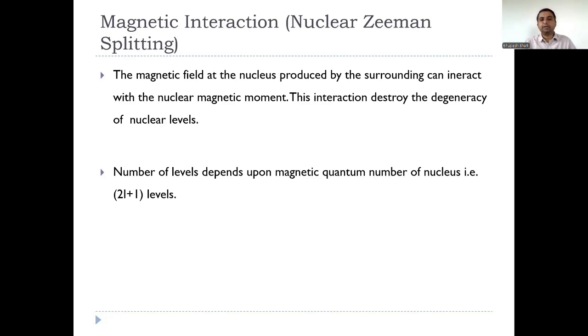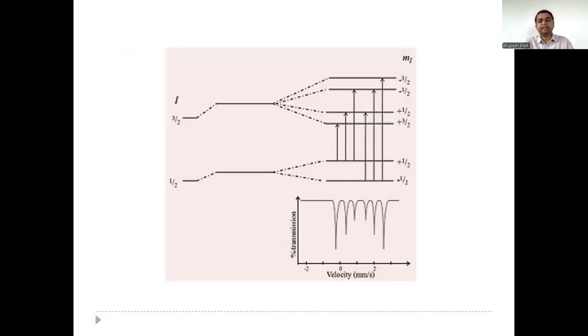Now, the number of levels depends upon the magnetic quantum number of the nucleus, that is 2I plus 1 levels. Now let's consider a simple case where the ground state I is equal to 1 by 2 and the excited state I is equal to 3 by 2. You can see that due to the magnetic moment, the degeneracy of the ground state and excited state is destroyed. The ground state is split into two different levels, and the excited state is split into four different levels, and these energy states are plus 3 by 2, plus half, minus half, and minus 3 by 2. Now you can see that a total of 8 transitions are possible.